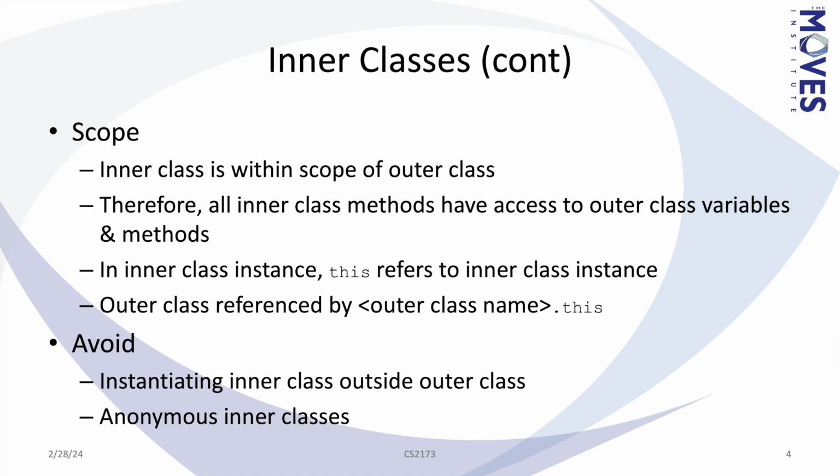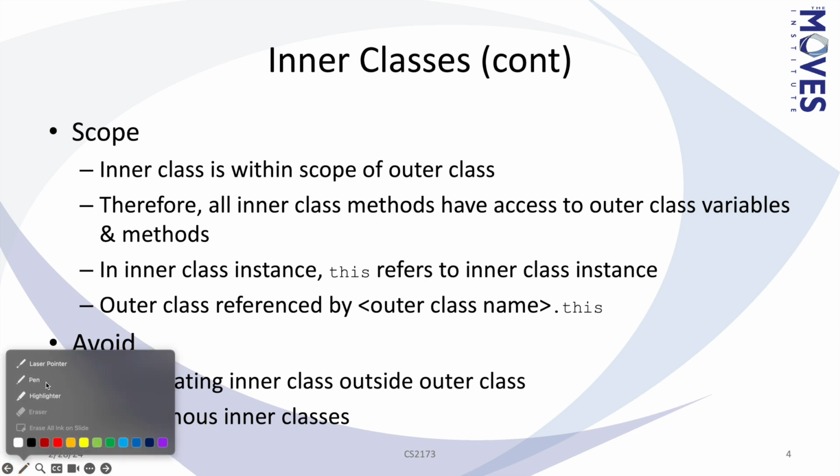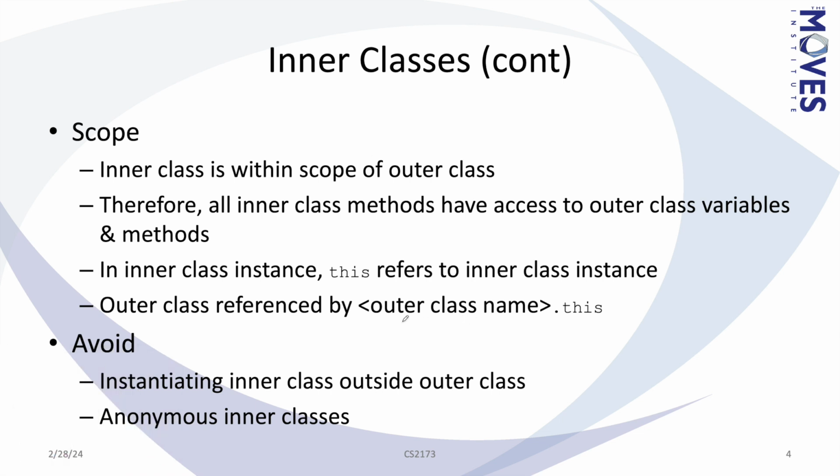Every now and then, I want to refer to the outer class. And how do I do that? Well, we won't see an instance of this until graphical interfaces, but we do it by the name of the outer class dot this. That refers to the instance of the outer class that that particular instance of the inner class is there.